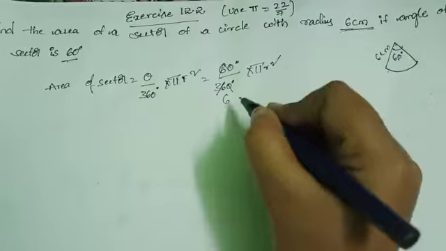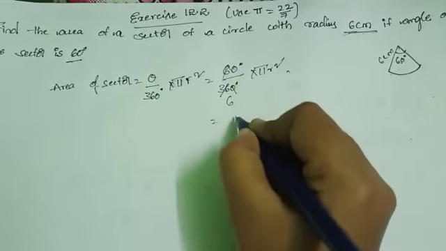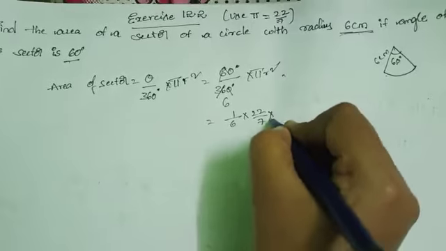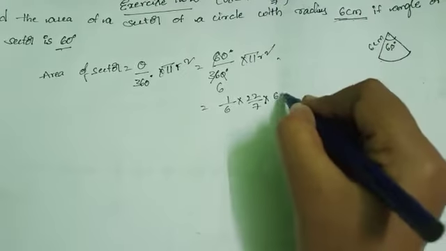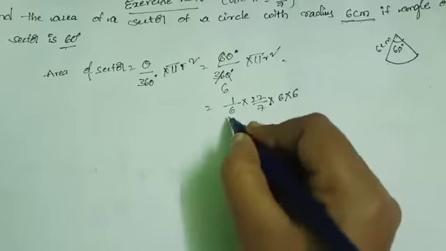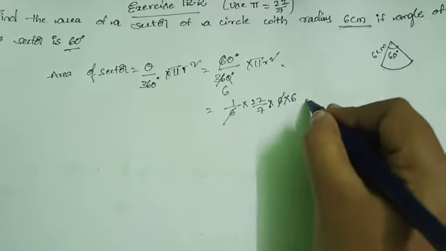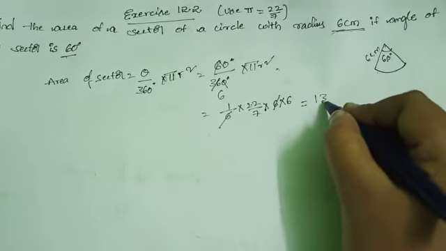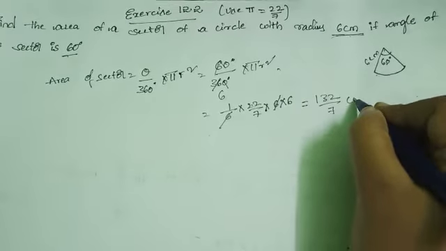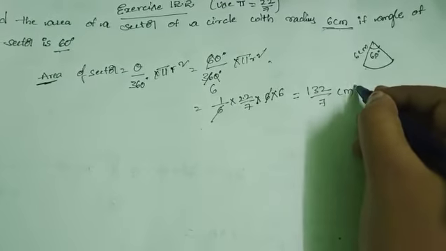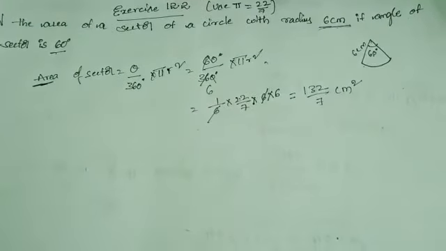Here 60 by 360 is 1 by 6. Pi value is 22 by 7. Radius is 6 centimeters, so r square means r into r, which means 6 into 6. So the area is 132 by 7. Area units are square units, square centimeters.